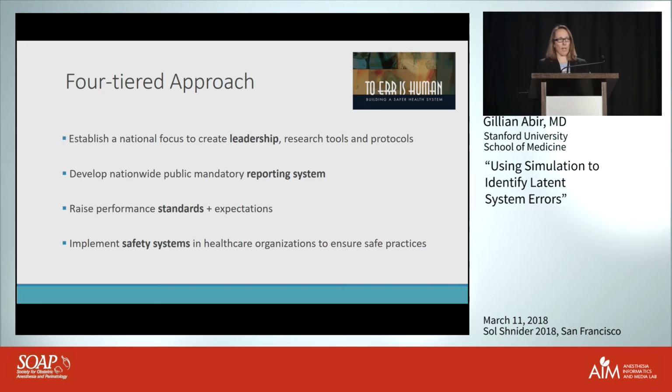actually implementing them and having accountability if they weren't adhered to. And to enforce a culture of safety by having safety systems in place.